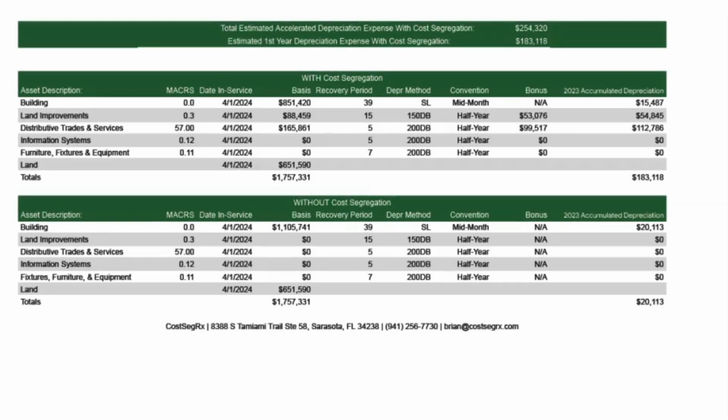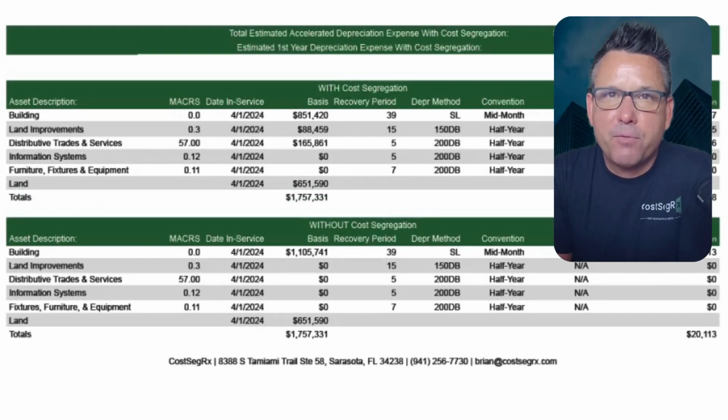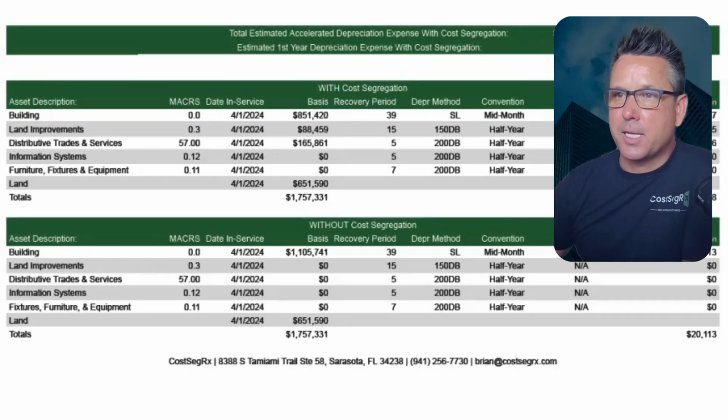On the next table down, you'll see what the estimate would be without cost segregation. So without doing a cost segregation study, the total depreciation is $20,113. So really a night and day difference between what you're able to pull forward using cost segregation versus what you're not able to pull forward if you didn't use cost segregation.